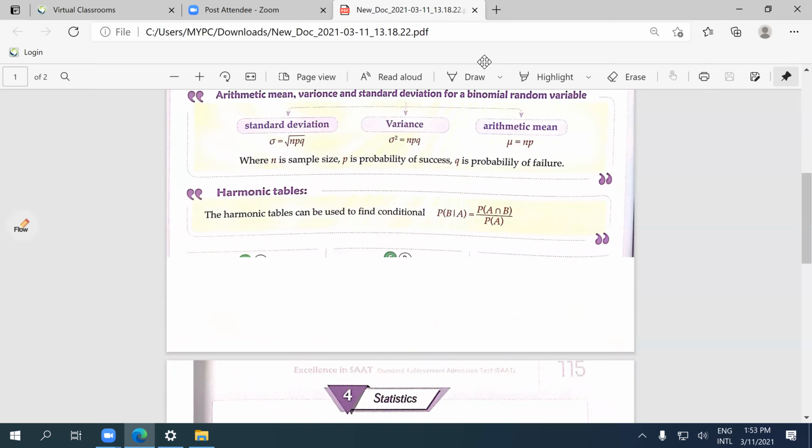This looks like conditional probability. What is conditional probability? It means the probability of getting B with the condition of A, and it equals the probability of the intersection over the probability of the second.